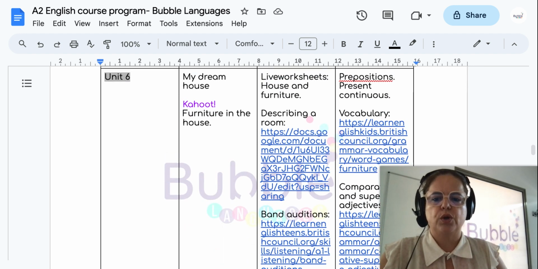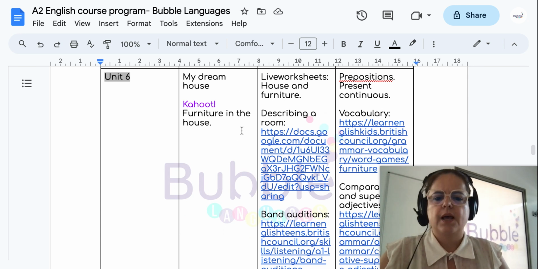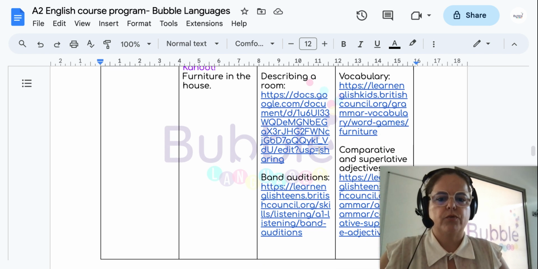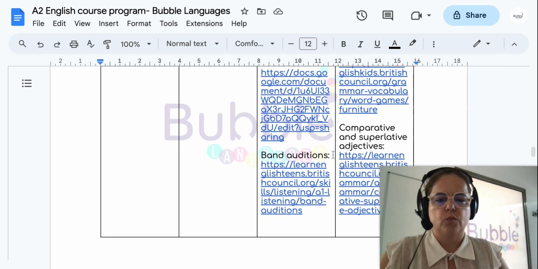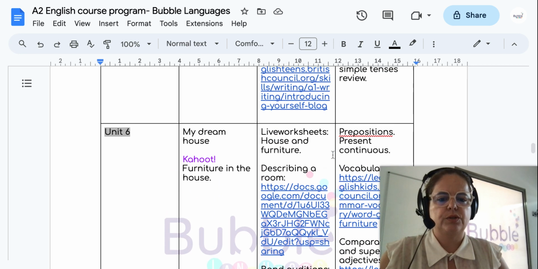Tenses review, Unit 6, My Dream House. There's a huge game here called Furniture in the House. And this unit talks about art as well. Art in the world, art in a house, art anywhere, really. Describing a room, then music wise, we're going to work on band auditions.